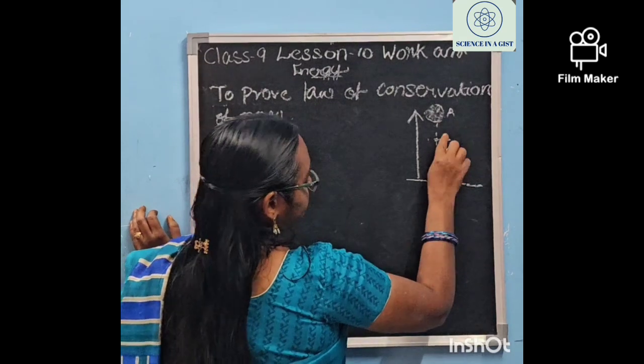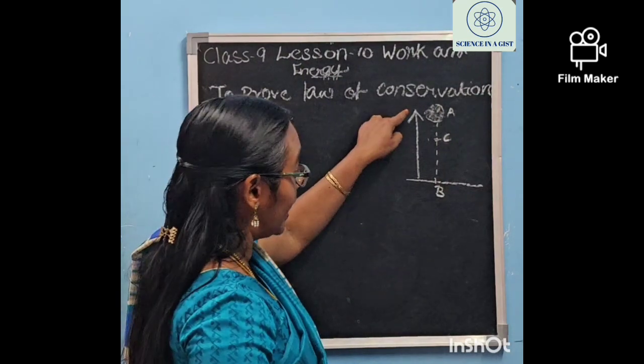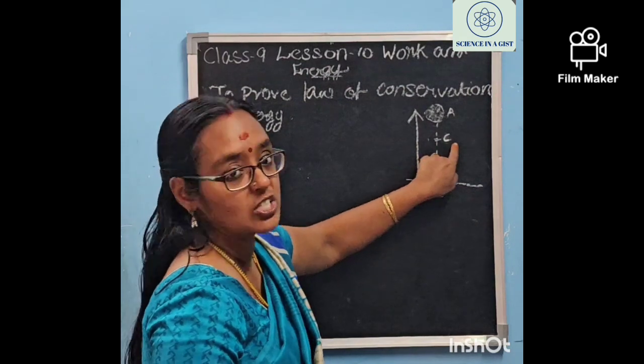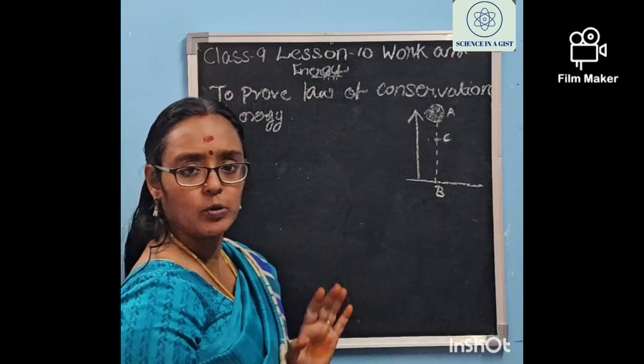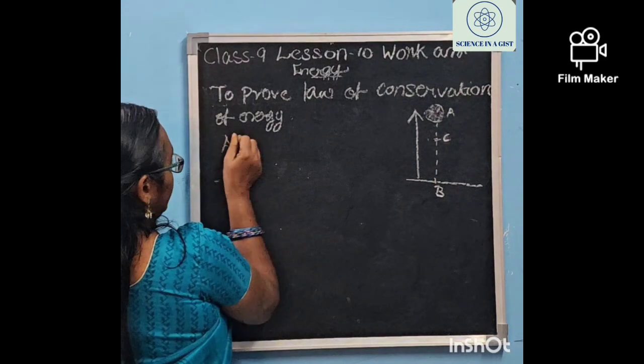So, we have to prove that total energy at A is equal to total energy at B and it is also equal to total energy at C. Okay, this is the one we have to prove. So, the first case, that is at position A.